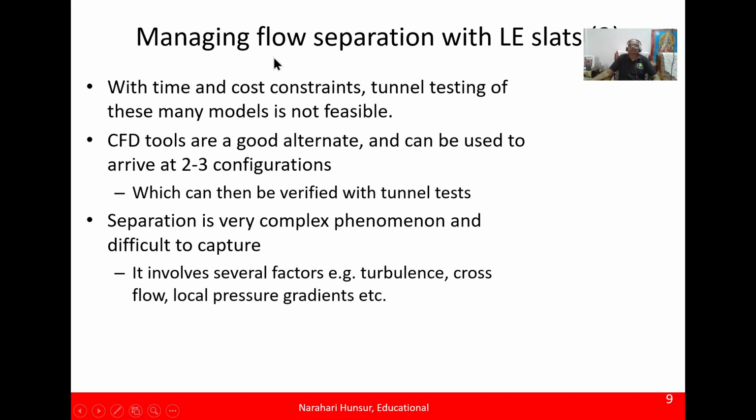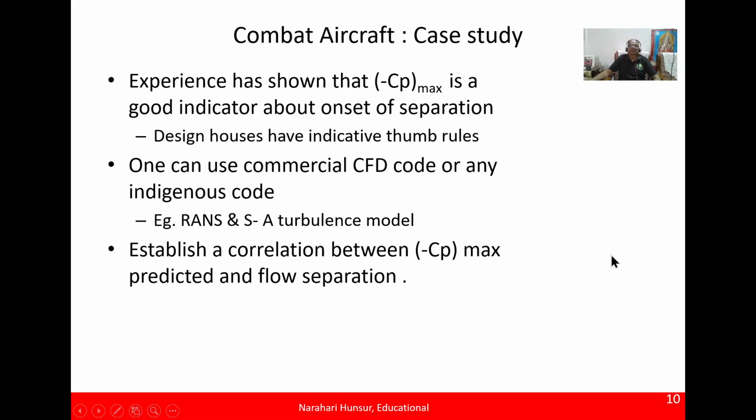So, managing flow separation with leading edge slats: with time and cost constraints, tunnel testing for this many models is not feasible. So CFD tools are typically a good alternative and can be used to arrive at least at 2 or 3 configurations, which can then be verified with wind tunnel tests. Separation, as all of us know, is a very complex phenomenon and difficult to capture. It involves several factors, for example, turbulence, cross flow, low pressure gradients, etc.